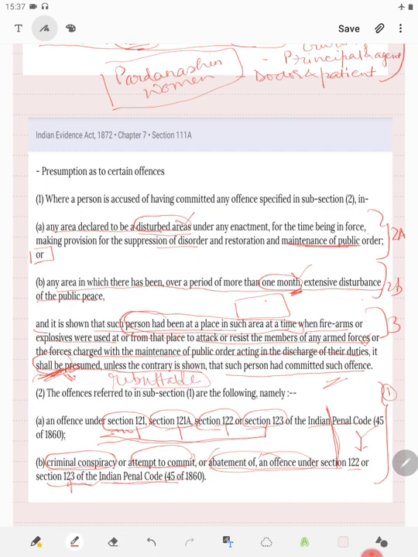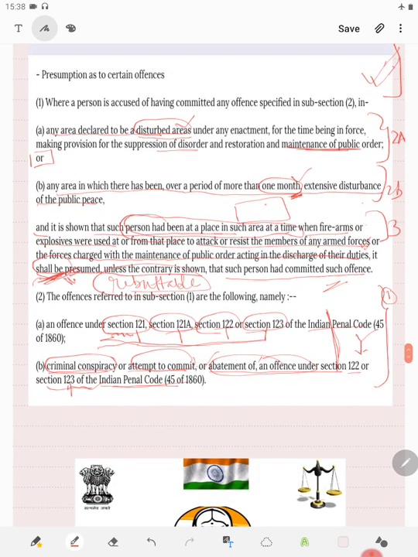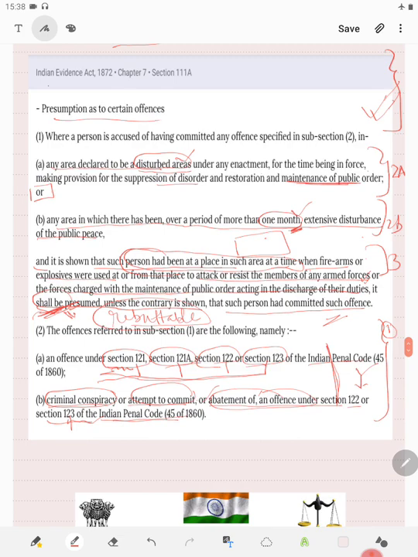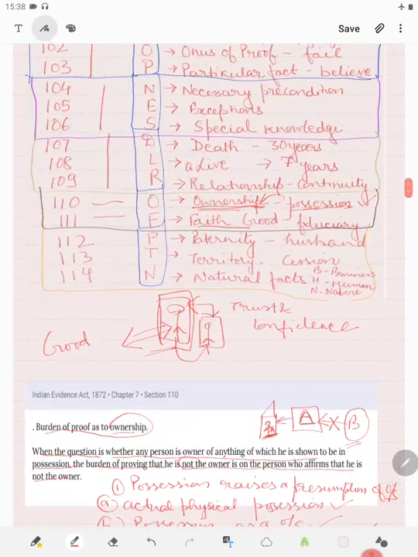These are special provisions because sometimes it becomes very difficult for the police or prosecution to prove, in such disturbed areas, that a particular person has committed an offense. So this presumption has been made. There are more such provisions we will see in later lectures.